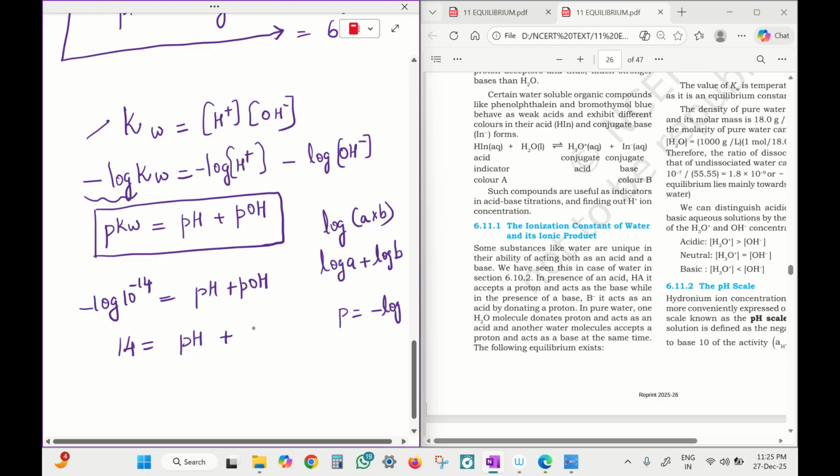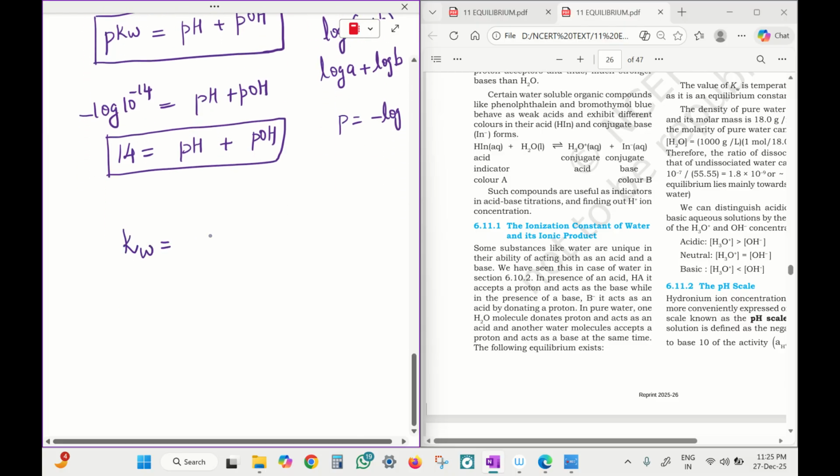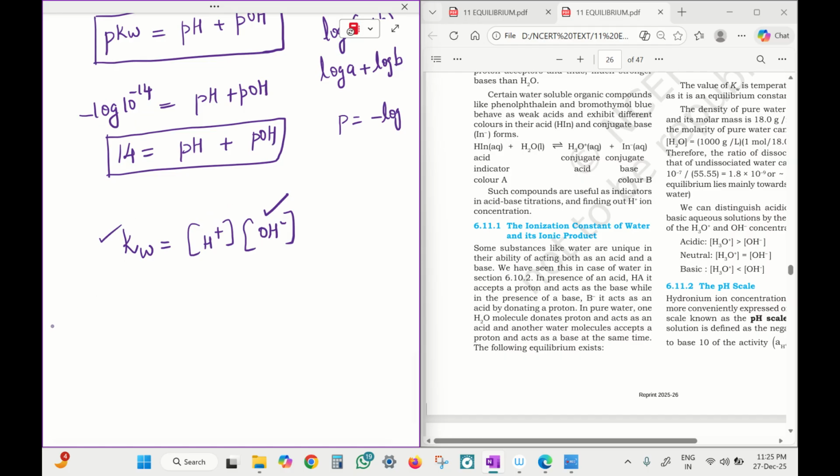So yet another useful expression would be that pH plus pOH is equal to 14. Another expression that may be useful is Kw, which is the product of the H plus and OH minus ion concentrations. So supposing you have been given the OH minus ion concentration, you can easily find out the H plus ion concentration using this relationship.